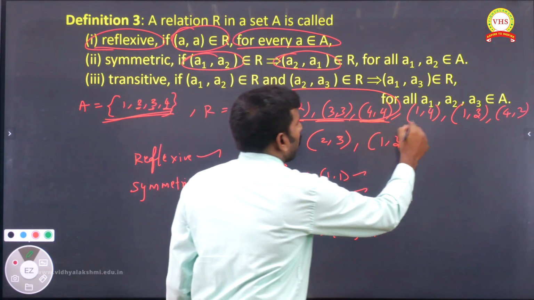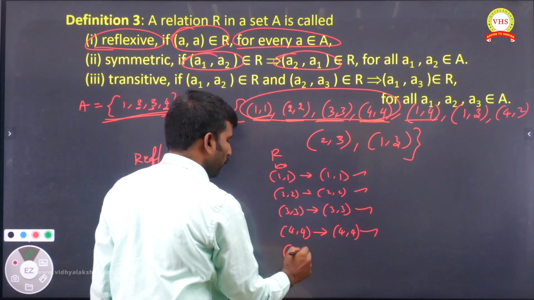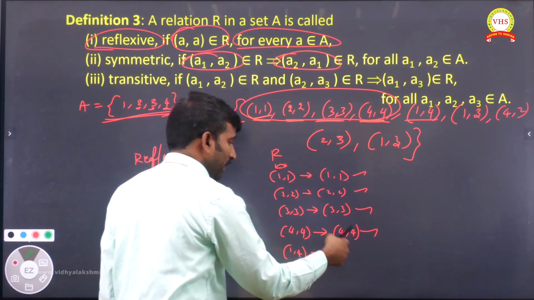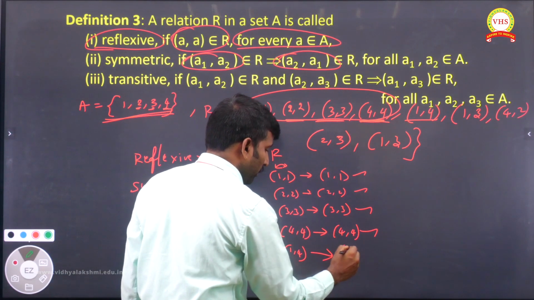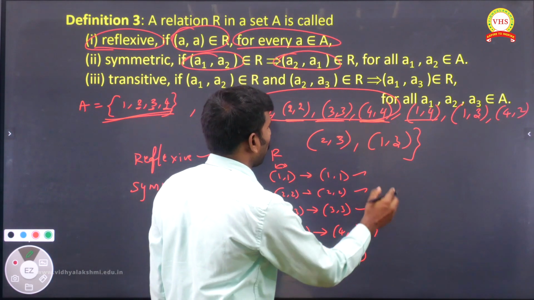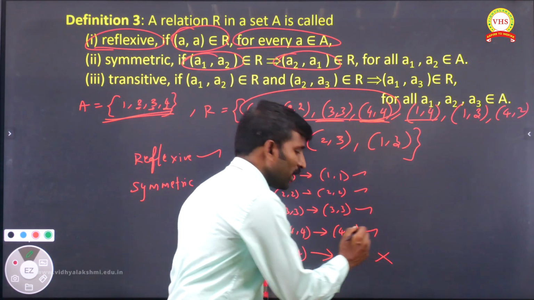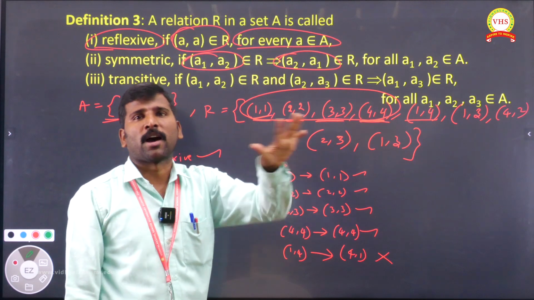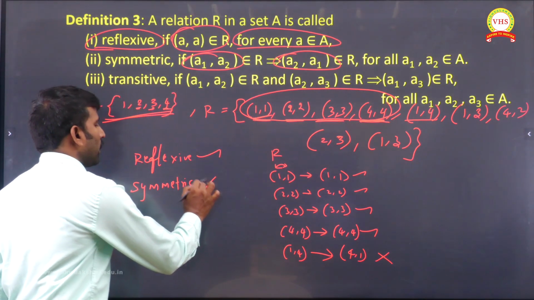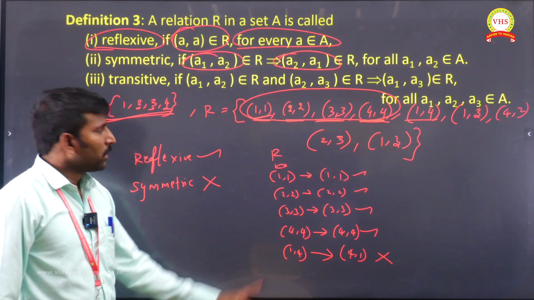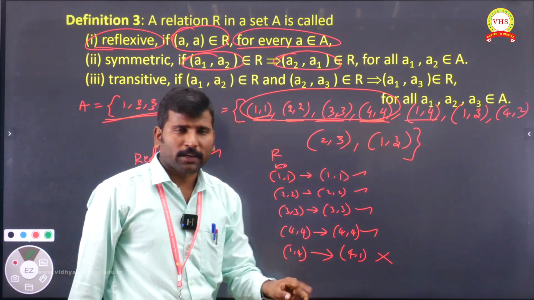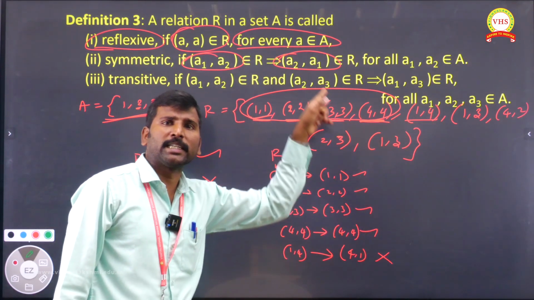Second, (1,4). If you take (1,4), what is the mirror point of view? (4,1). Whether we have (4,1) in the relation? No. Like this, if any one is not there, we have to say it is not symmetric. For all the pairs, you have to check whether the mirror point of view is there or not.